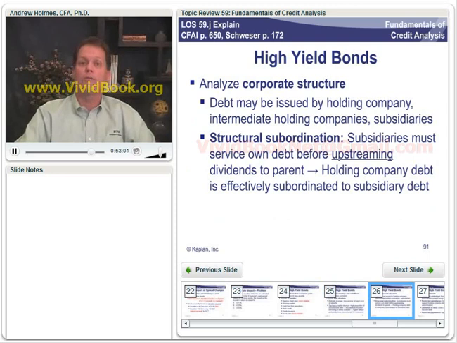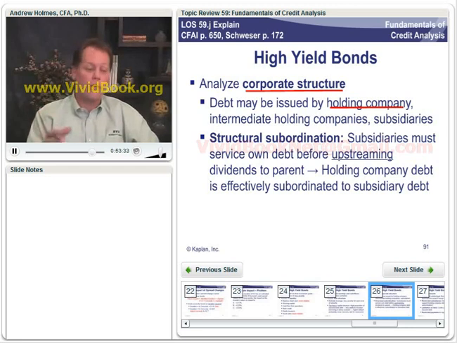We also are going to have to talk, in regard to a high yield bond, about the corporate structure, literally how the corporation is structured. The debt is usually issued, in my experience, by a holding company, okay? And so we've got the holding companies, we've got the subsidiaries. Well, we could have what's called structural subordination. If you're looking at a subsidiary, they may have requirements on their bond so that they have to service their own debt before they can upstream any dividend payments to the parent.